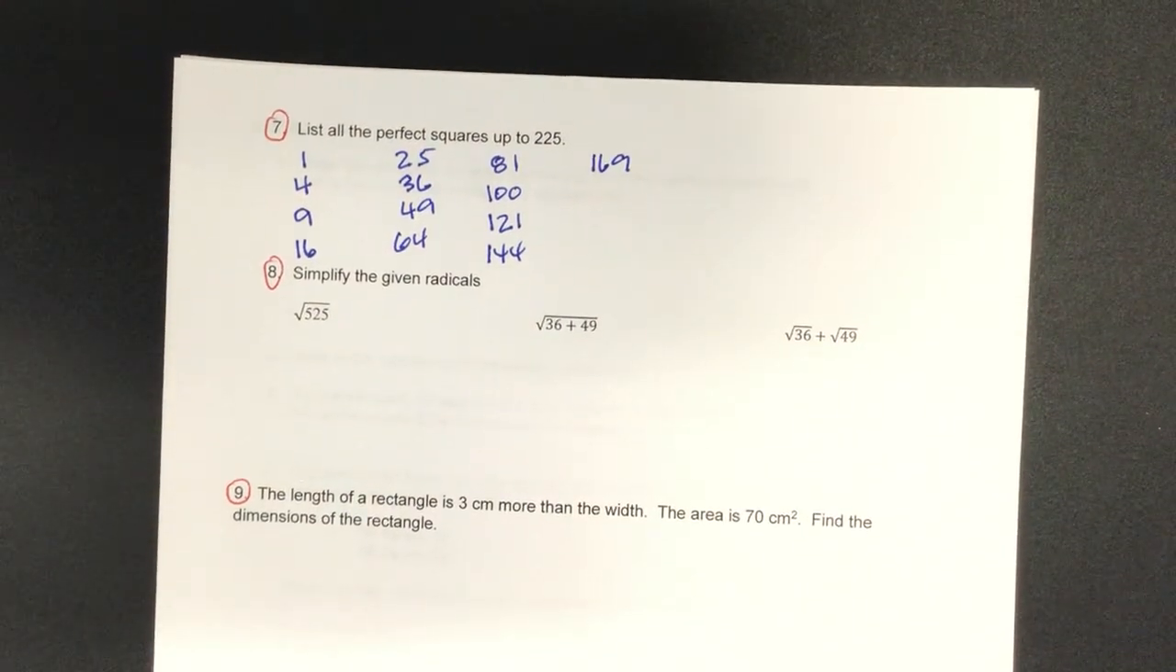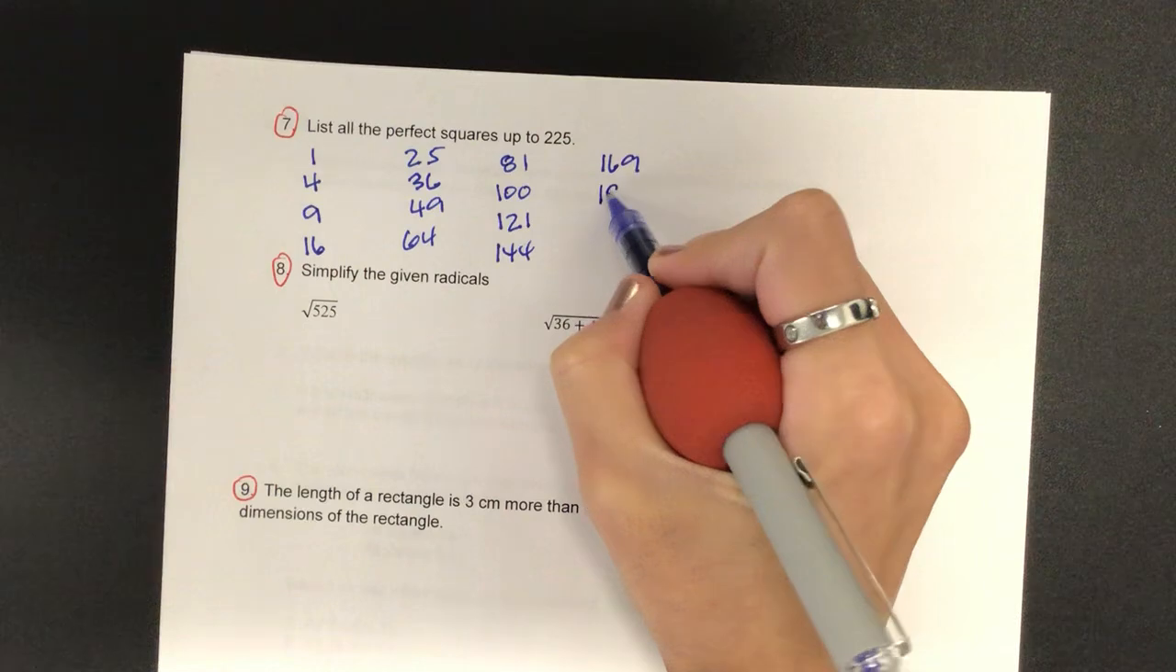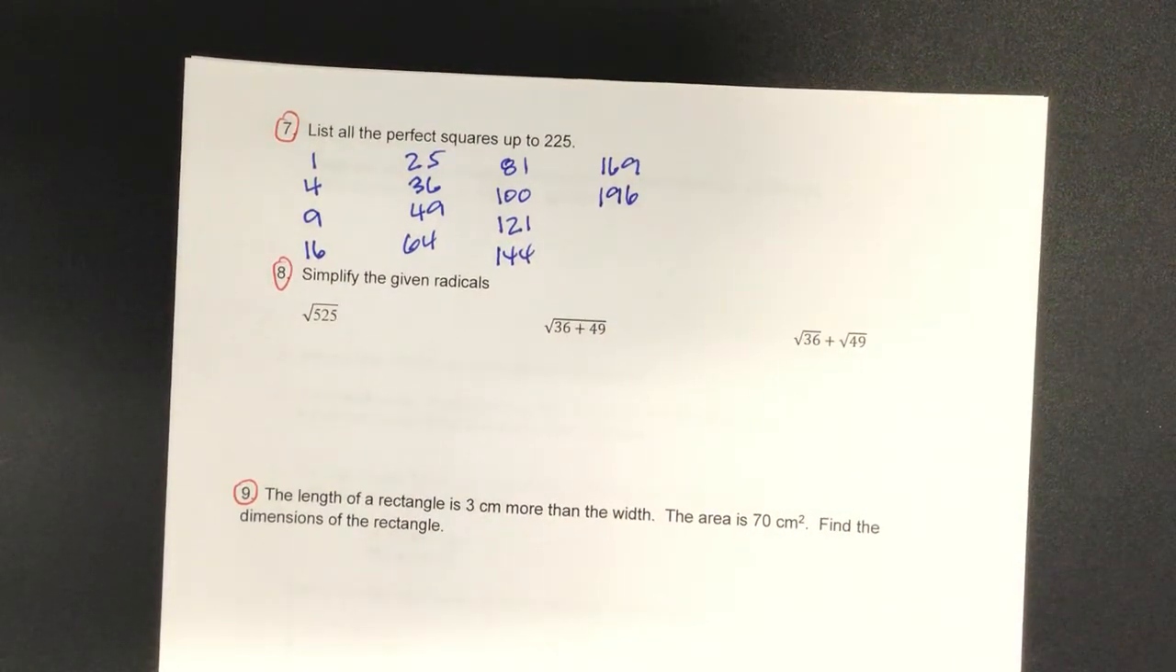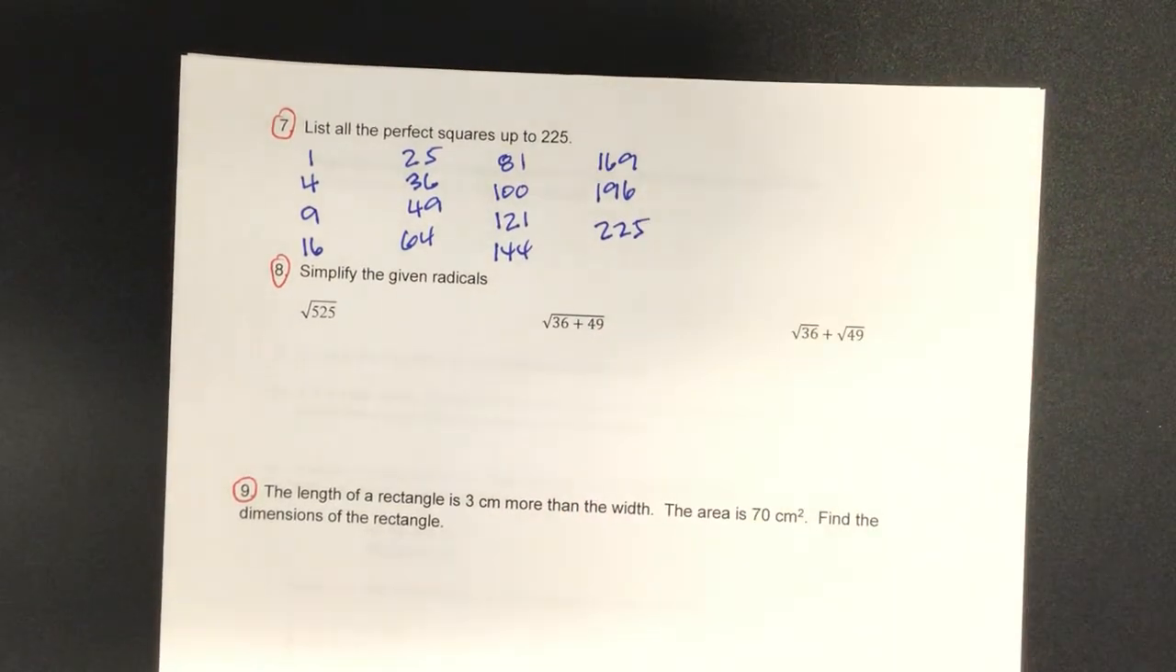Let's double check. So was it 16 times 16? Oh. No, 14. Oh, silly me. 14 times 14? 196. Yay. What about 15 times 15? 225. And it says up to 225, so I can stop right there.